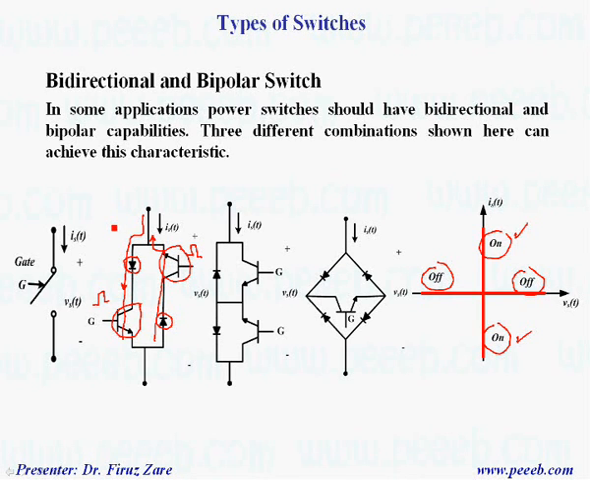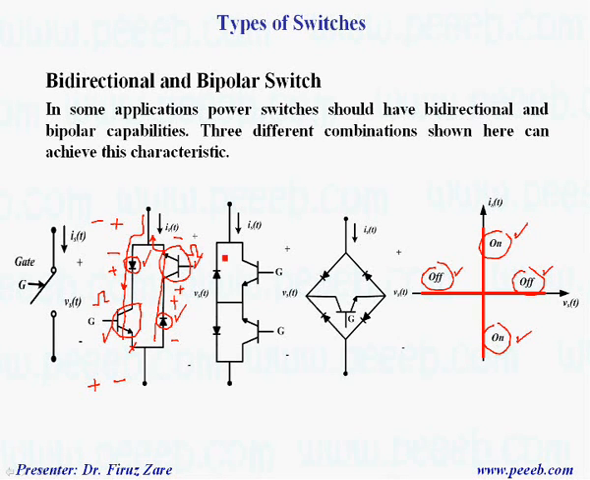Now, if we have positive voltage, here we can see that in this leg, this transistor can block positive voltage, and in this leg, this diode can block positive voltage. And if we have negative voltage, that means this polarity. In this case, this diode can block negative voltage, and in this case, this transistor can block negative voltage. So that means this configuration can also handle positive and negative voltage.